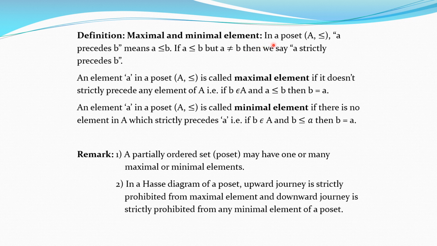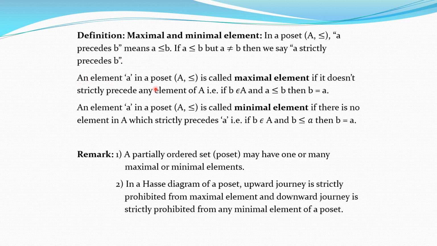In the poset, A precedes B is a notation. Now if A precedes B but A is not equal to B, then we say A strictly precedes B, because as it is a poset, it is a reflexive relation. So every element A is related to itself. It means A precedes A is always true. So whenever we are writing A precedes B, that B may be equal to A or it may be different from A. So if A precedes B and A is not equal to B, then in that case we say that A strictly precedes B.